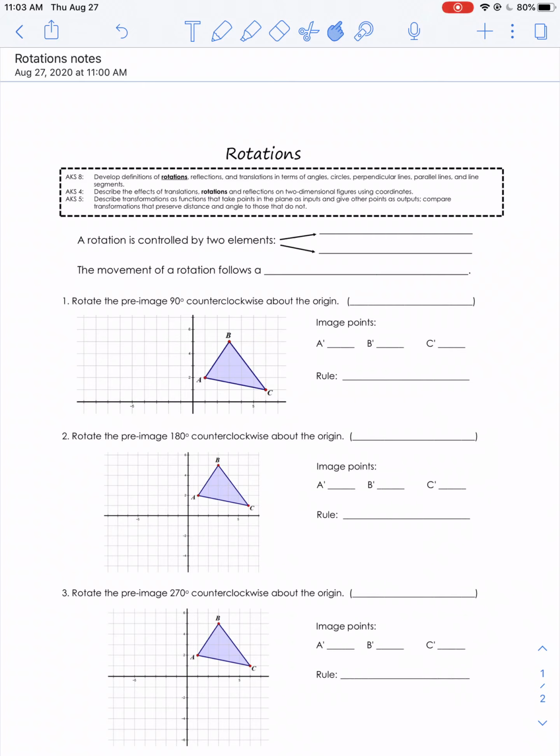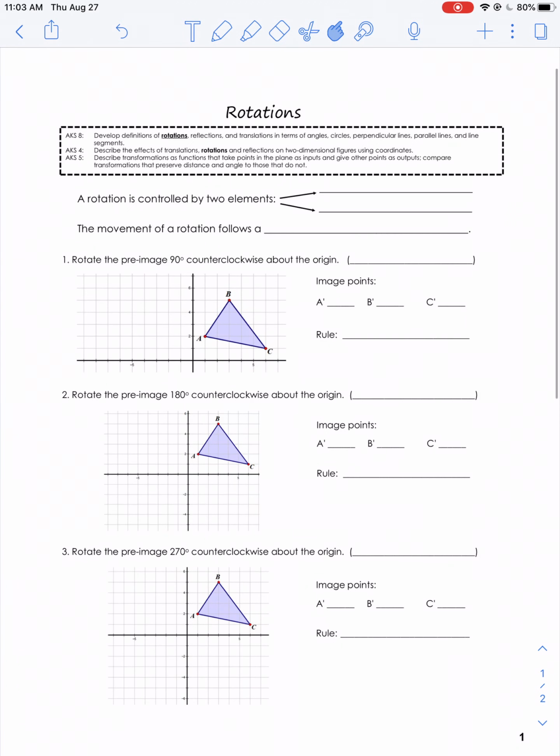Okay, so we're going to go over these rotations notes. If you think about the word rotate, to go in a rotation, if I said rotate 360 degrees, you would turn your body around in a circle, right? When you rotate, you move around in a circle. And that's what we're going to do with these images.